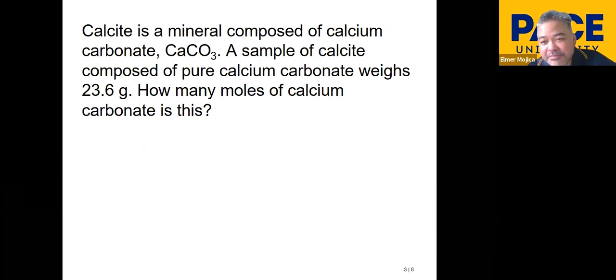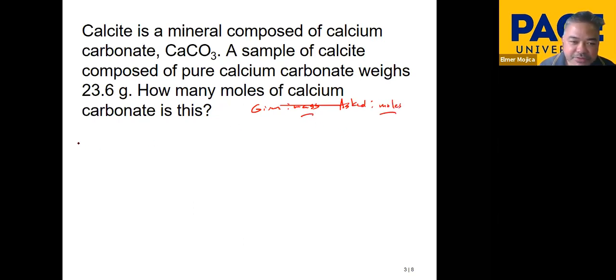In the previous problem, you're given the moles and you're asked for the mass. But this time here, you have calcite, the mineral composed of calcium carbonate. A sample of calcite composed of pure calcium carbonate weighs 23.6 grams. How many moles of calcium carbonate is this? So this is the other way around. Now, you're given the mass, and you are asked for the moles.